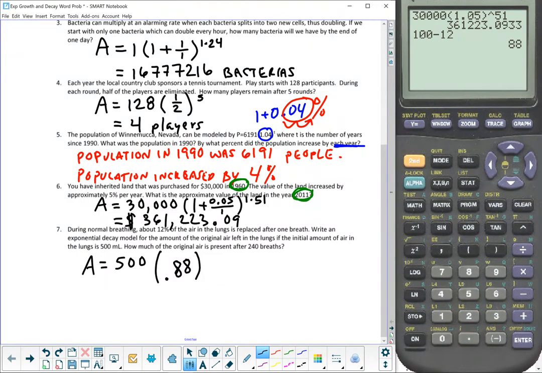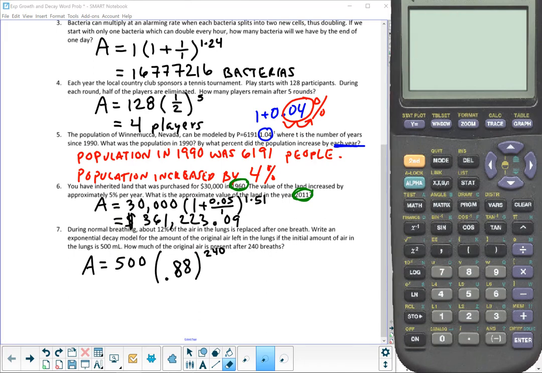Okay. And then we want to know how much of the original air is present after 240 breaths. So how many times is that? That's 240 is the amount of time, and that's going to be divided by 1, or after every 1 breath. And again, that's not going to affect our equation at all, so we can just get rid of that division by 1. Right? So you just got to put it into the calculator just like that. 500 parentheses 0.88, and then to the power of 240. And that gets you that number, which, if you don't know what that number means, it's a very small number.